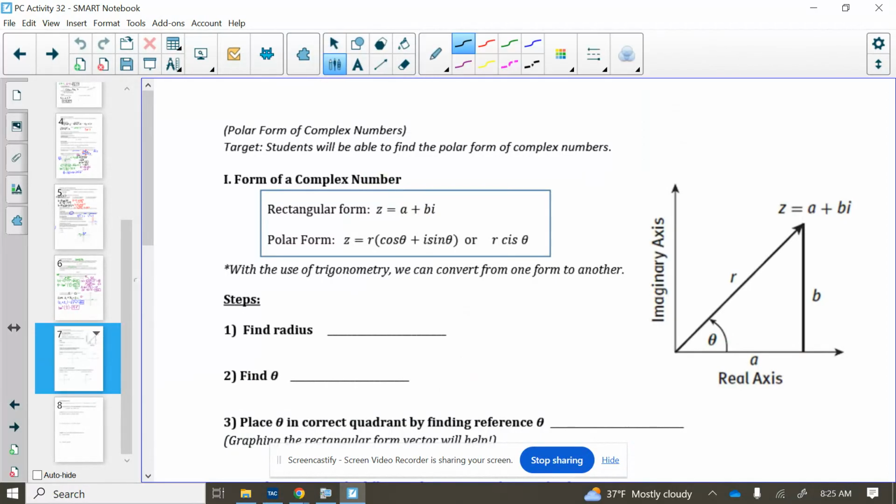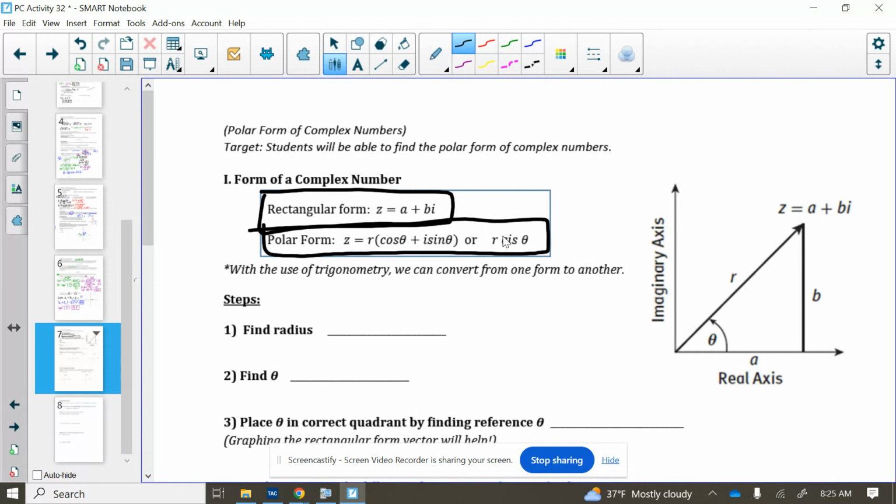So our rectangular form we chatted about yesterday, and that's going to be a plus bi as our rectangular form. The polar form is going to write this with our r value on the outside and then our theta value on the inside with cosine plus i sine. Sometimes we write that in a shorter version. We call that cis notation.